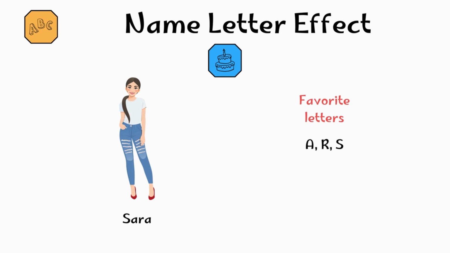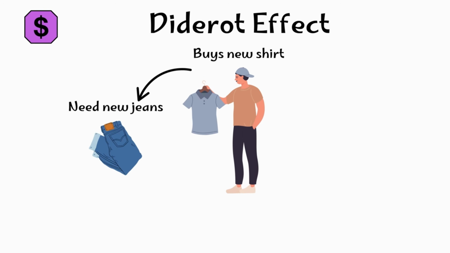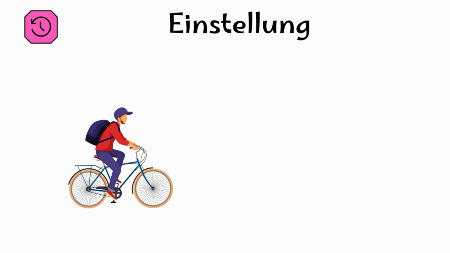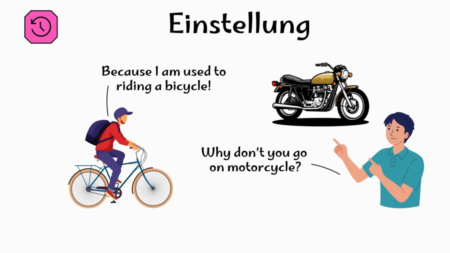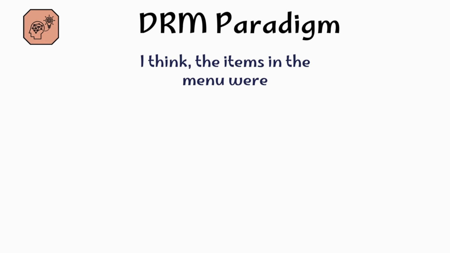Diderot effect. This occurs when acquiring one new possession triggers a cycle of buying more items, leading to an endless pattern of consumption. Einstellung. Sticking to old methods or habits can prevent someone from recognizing newer, simpler, or better solutions. DRM paradigm. This effect occurs when people are shown a list of related words and later falsely recall other related words that weren't actually on the list.